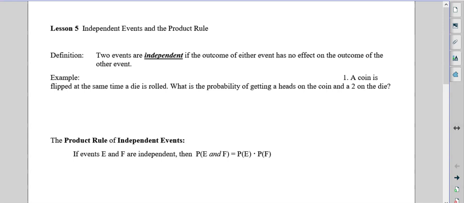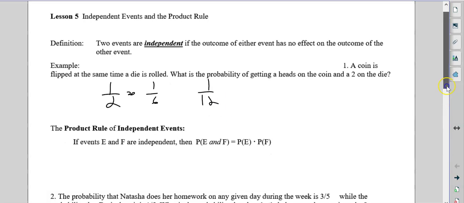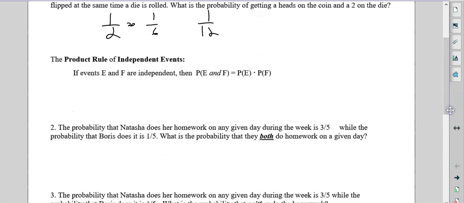So the probability is 1 out of 2 when you flip a coin, and 1 out of 6 when you roll a die. We're going to multiply these and get 1 out of 12. They don't affect each other. So here it is, the product rule of independent events: if you're looking for the probability of two independent things happening, you just simply multiply each probability.